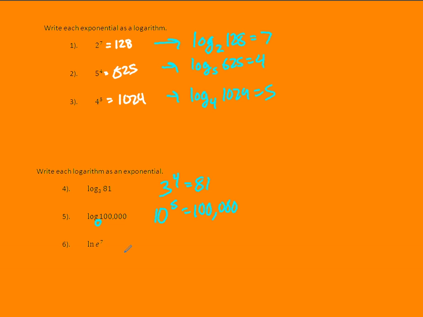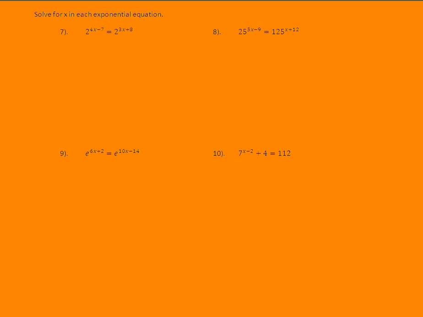And the last one, natural log means e. So e to some power equals, notice on the inside, which is e to the 7th. Well, the bases are the same. The only way that can happen is if it's e to the 7th. So it kind of looks redundant, but that's all you need to write for that one. e to the 7th equals e to the 7th.